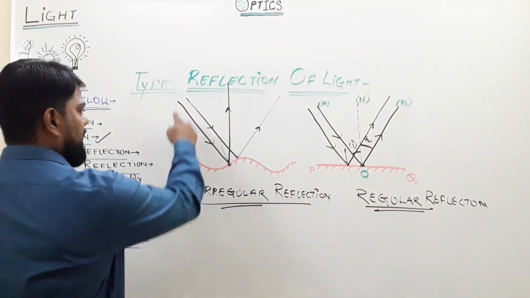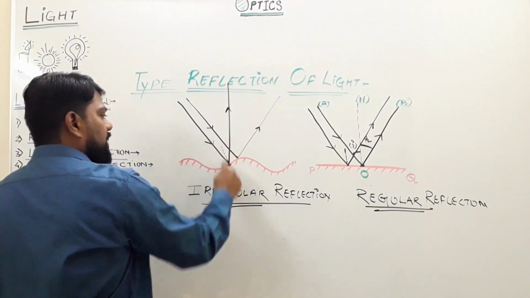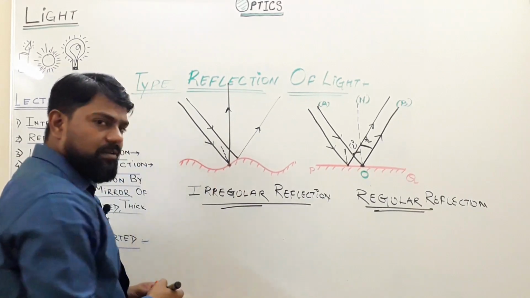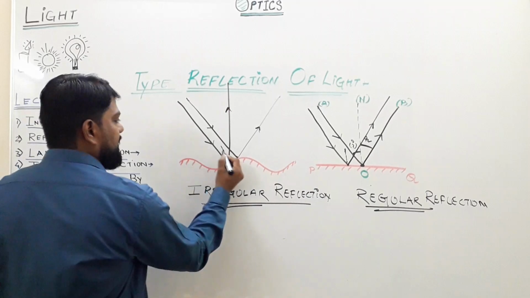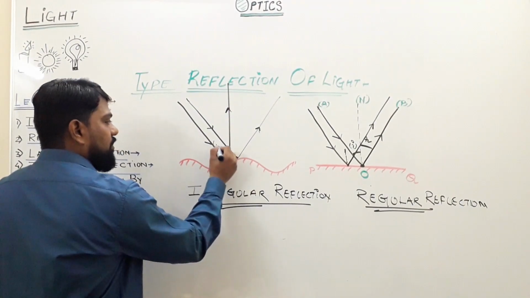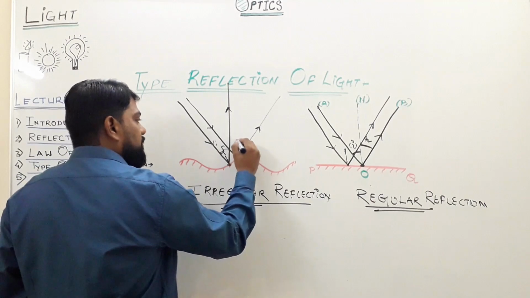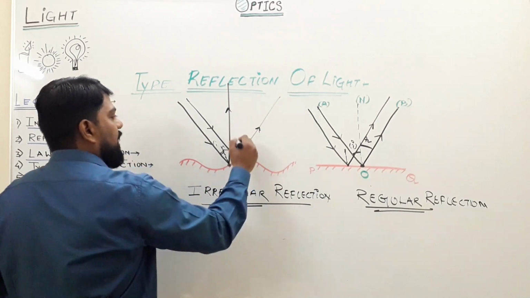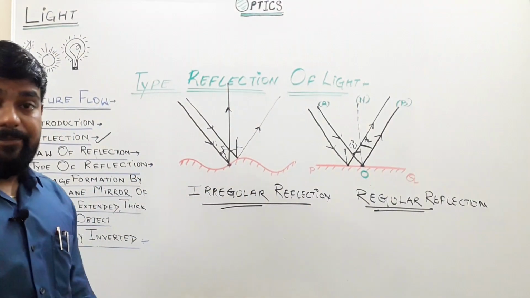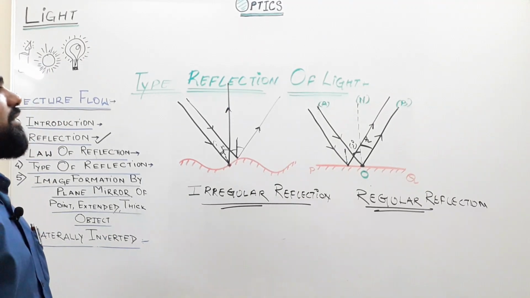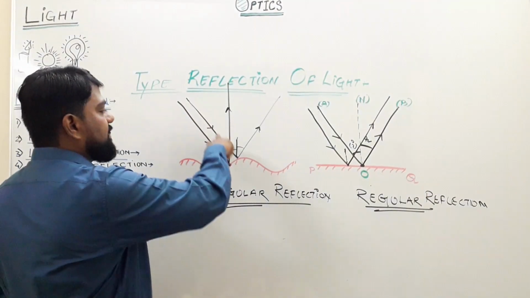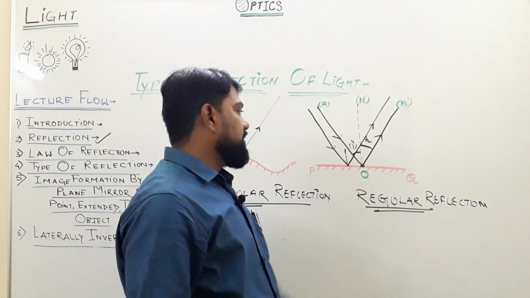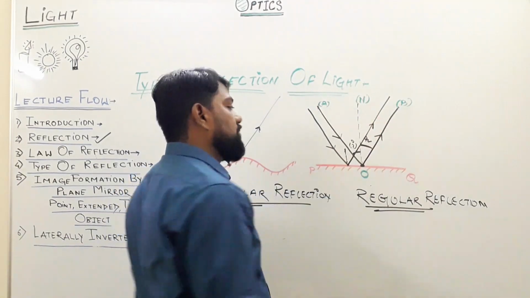Got it? The incident ray, reflected ray and normal lie on the same point and on the same plane, and this is the first law of reflection. The second law of reflection says that angle i equals angle r. So here also angle i equals angle r, and for this ray also angle i equals angle r, and the incident ray, reflected ray and normal lie on the same point and on the same plane. So the difference is only that for two given parallel incident rays, the reflected rays will not be parallel in the case of irregular reflection. In the case of regular reflection, for two given parallel incident rays, the reflected rays will also be parallel.